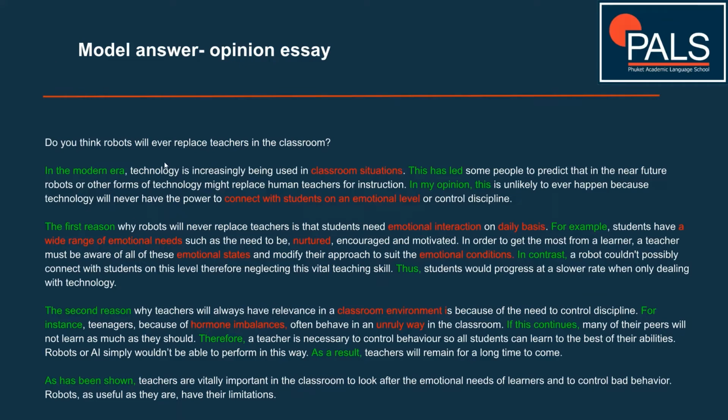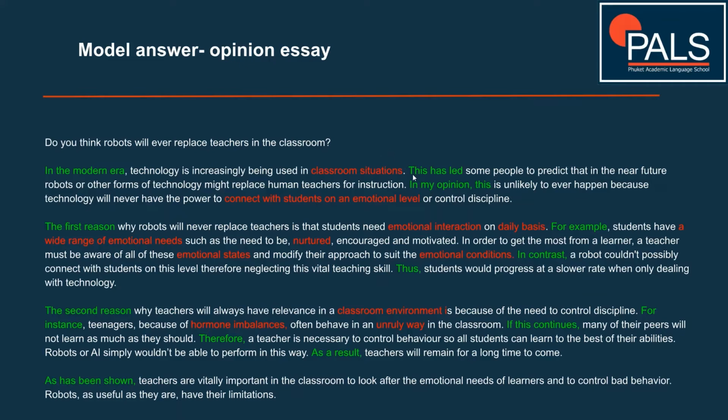Now, there's quite a lot going on in this introduction. You can see there's a little bit of introductory language here, which starts us off nicely: in the modern era, in modern times. Technology is increasingly being used in classroom situations. So this first sentence just gives some general background information about the essay topic. Don't give the reader too much at this stage. The first sentence is to set the stage, to set up what the essay is generally about.